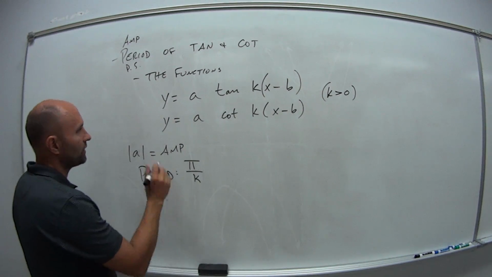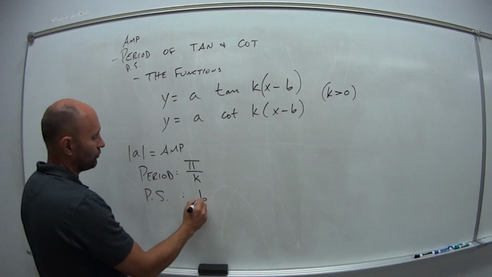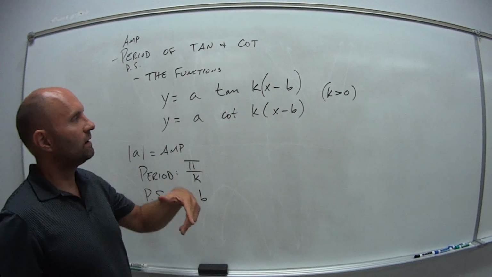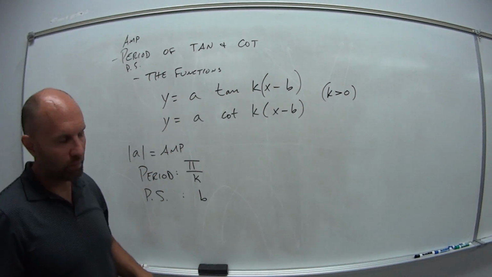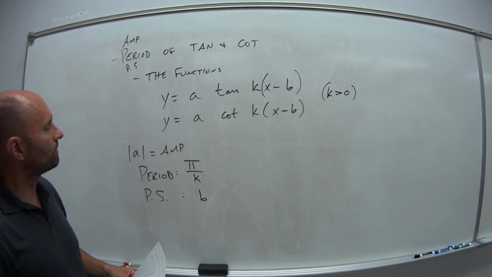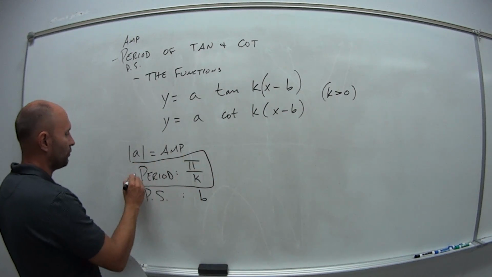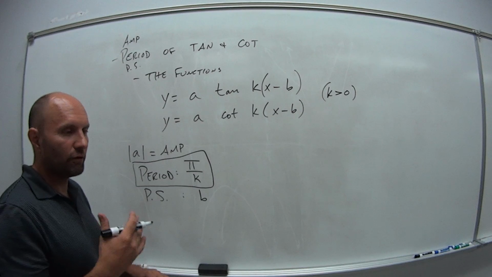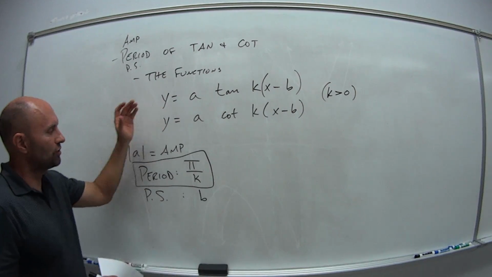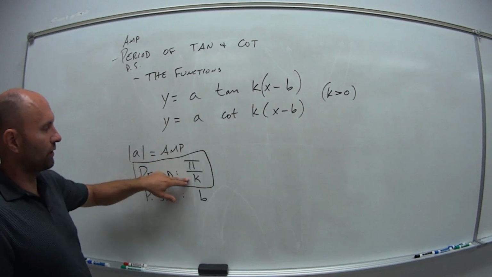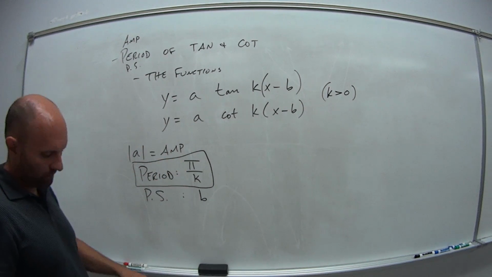And then our phase shift is still the same idea. It's just b. If I see negative b, it's plus b. If it's plus b, it's minus b. So the biggest thing here, the only thing that's really changed between sine and cosine, if you're comfortable with those, this one should be fine. The only thing that changed on us is the period. Instead of 2 pi over k, it's now just pi over k.